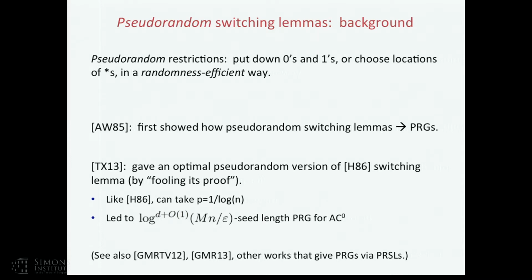And Luca and Tonka Shrey, I guess, gave an essentially optimal pseudo-random switching lemma. They were able to de-randomize the switching lemma by this very clever approach of fooling the proof, and I'll talk more about that later. The sense in which I'm saying it's optimal here is that you can take the same parameters and get the same conclusion as the truly random switching lemma. You can handle a p as large as 1 over log n, the same way the genuine switching lemma, the original one, could. And being able to handle such a large p is one ingredient that led to this good seed length in his PRG for AC0. Okay? And there are other works, which were mentioned earlier in Liang's talk, giving pseudorandom generators via pseudorandom switching lemmas. Okay.